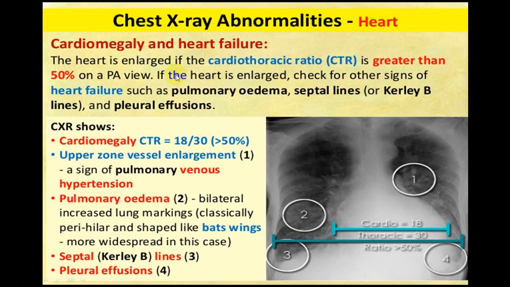Now, whenever you look at the cardiomegaly, always look at heart failure signs. We have already mentioned cardiomegaly, signs of pulmonary edema in the form of curly A lines, curly B lines, bat wing appearance or what we call butterfly appearance, and bilateral pleural effusion. Look at all these four signs.